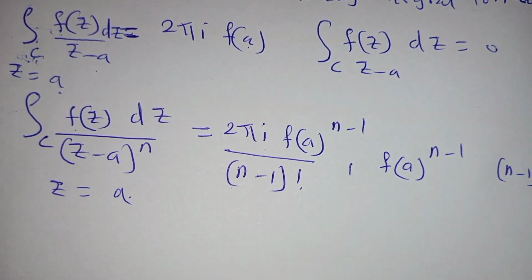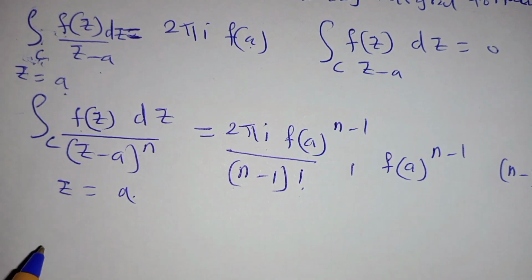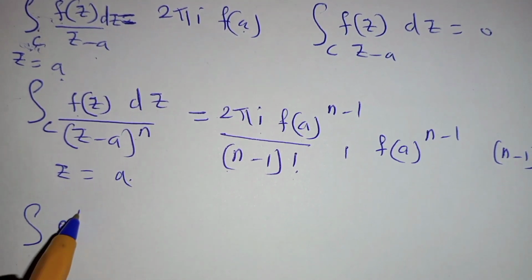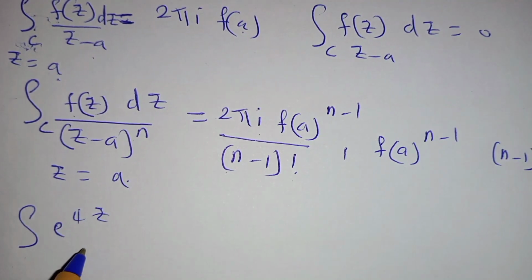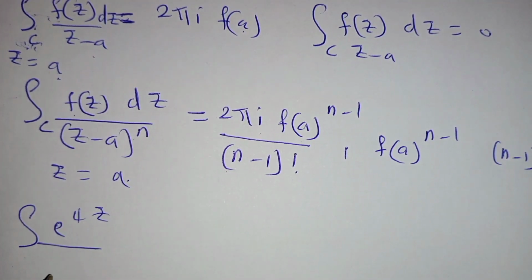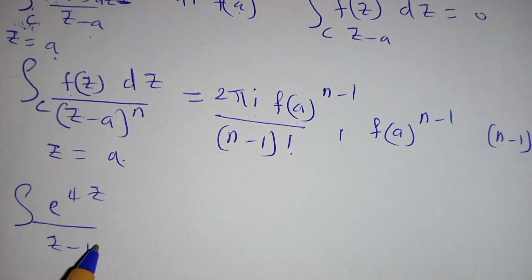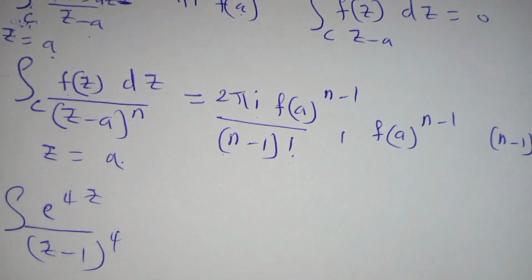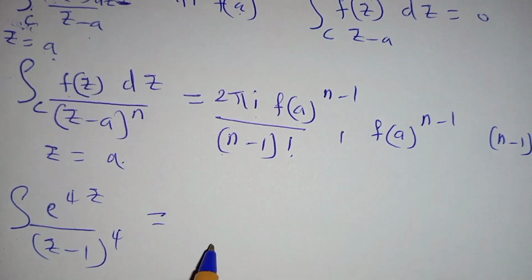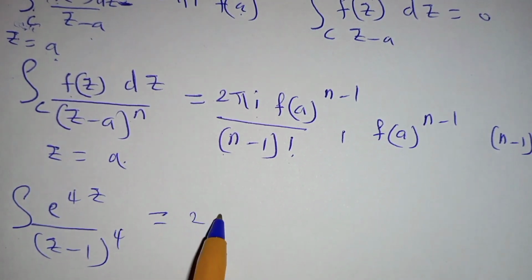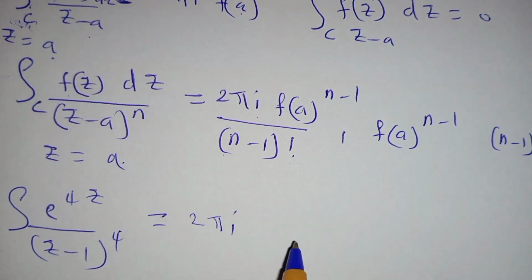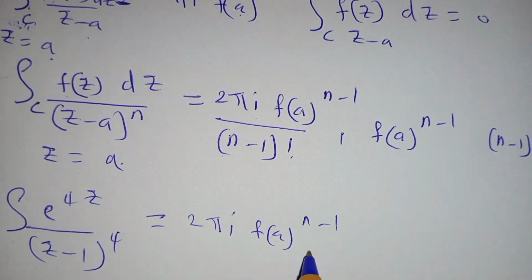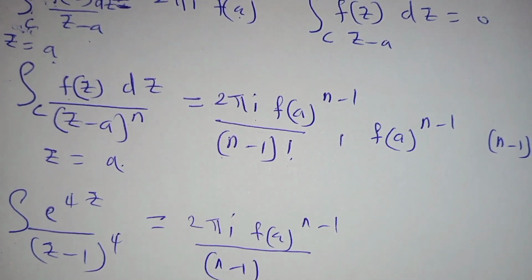So, for example, you are told to evaluate this function: the integral of exponential 4z divided by z minus 1 to the power 4. So, by the Cauchy integral theorem, this will be equal to 2 pi I f of a to the power n minus 1 divided by n minus 1 factorial.